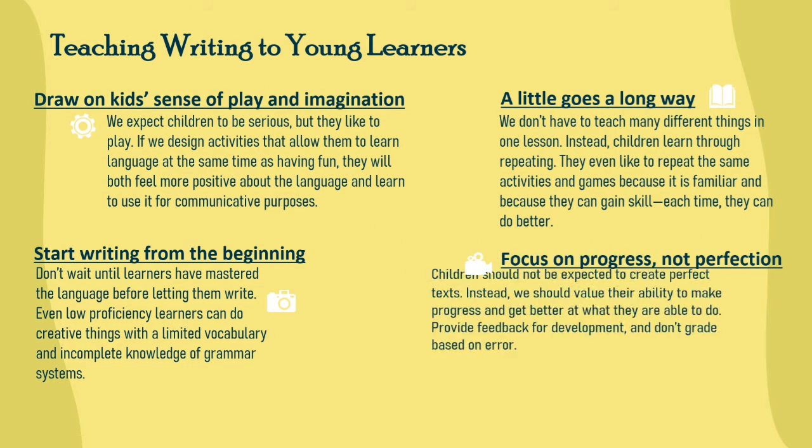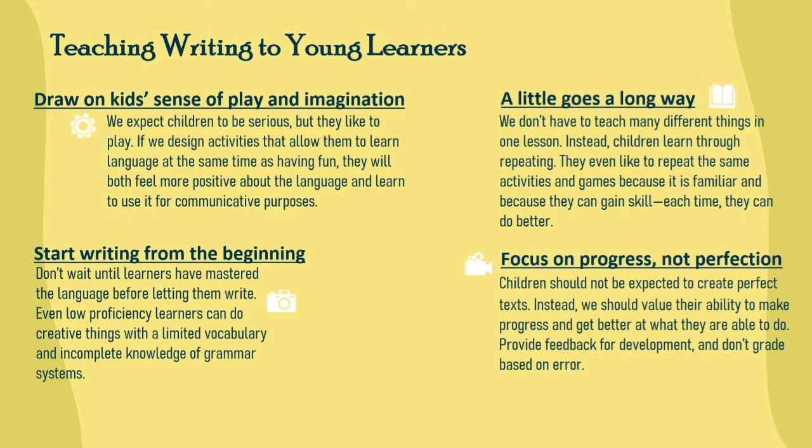The number 4, focus on progress, not perfection. Children should not be expected to create perfect text. Instead, we should value their ability to make progress and get better at what they are able to do. Provide feedback for development and don't grade based on error.